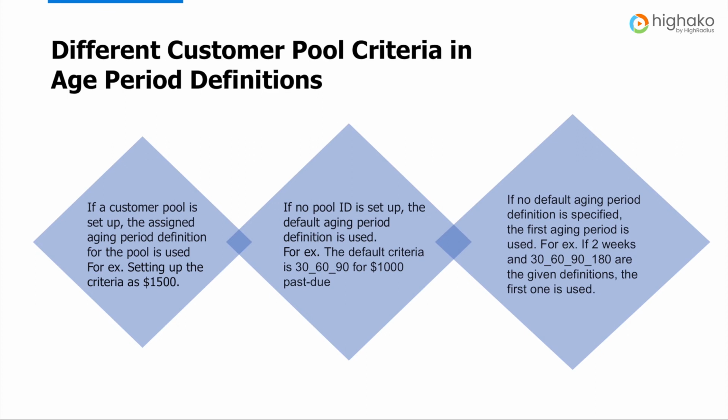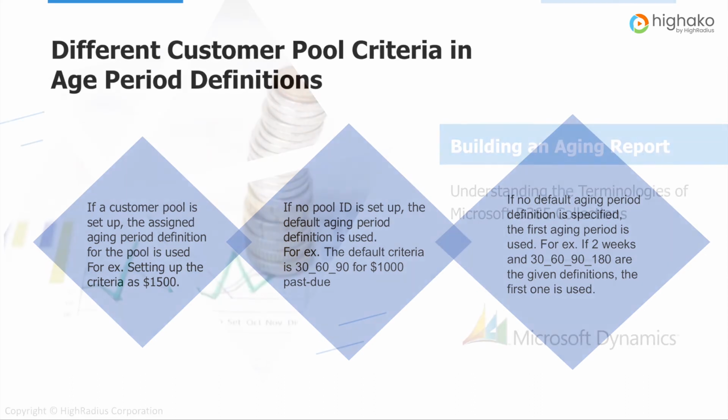If you don't specify a default aging period definition for your system, in that case, the first aging period definition on the aging period definition page is used. For example, if there were two aging period definitions already present in the system, the first one being 2 weeks before or after the due date, and the other one being 30, 60, 90, 180, you can see in this case the first aging period definition is used to generate the list of customers.